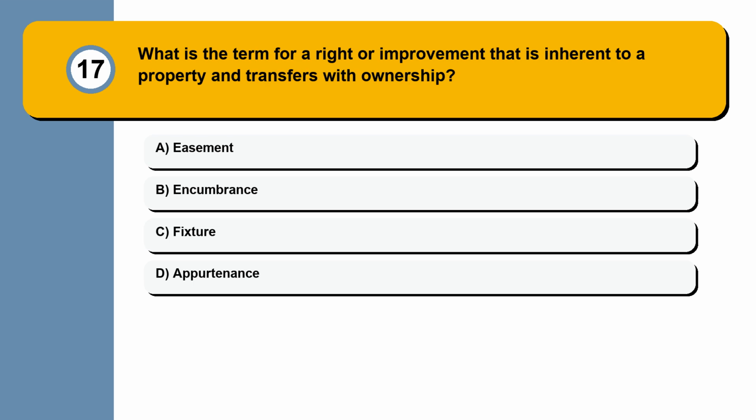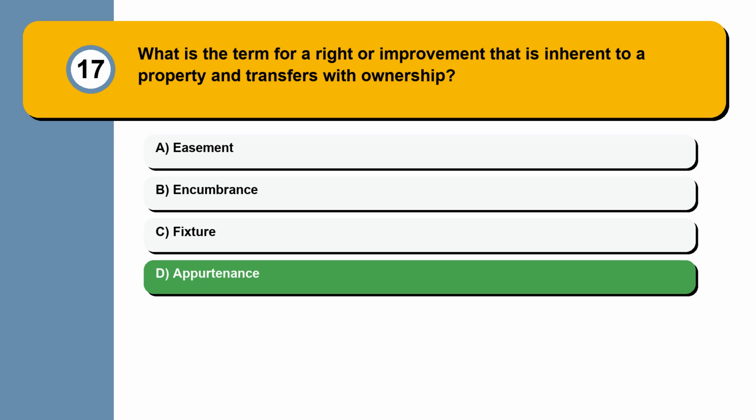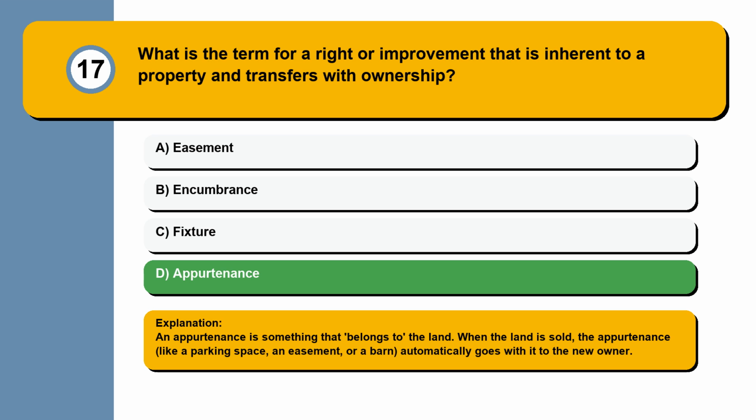Question 17. What is the term for a right or improvement that is inherent to a property and transfers with ownership? Easement, encumbrance, fixture, appurtenance. An appurtenance is something that belongs to the land. When the land is sold, the appurtenance, like a parking space, an easement, or a barn, automatically goes with it to the new owner.